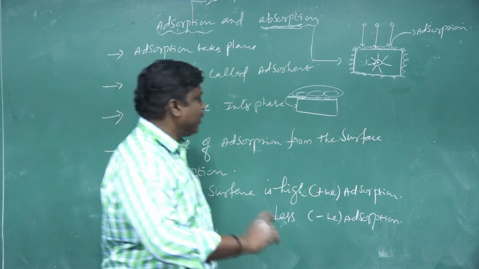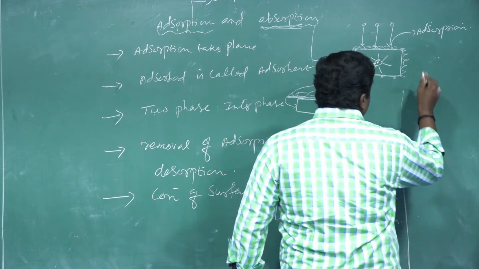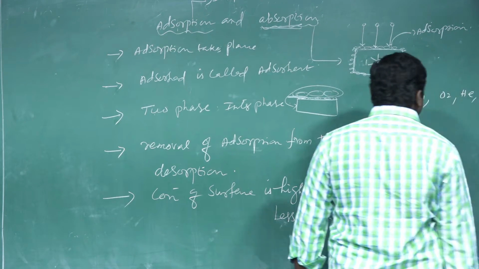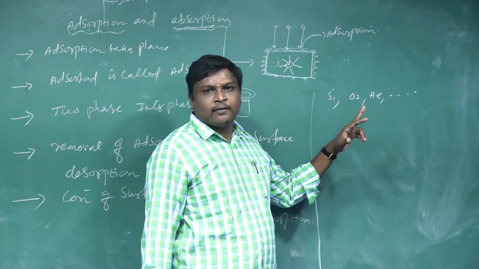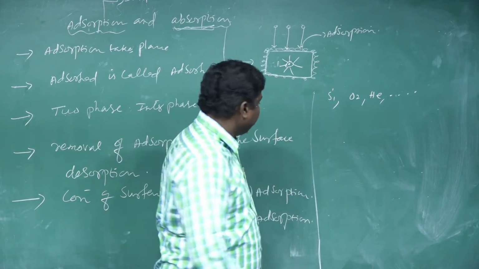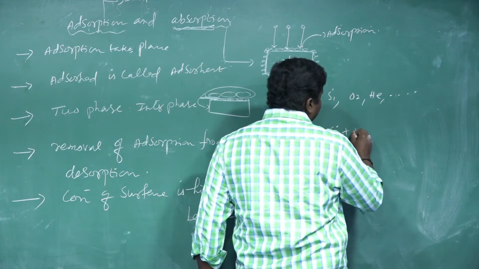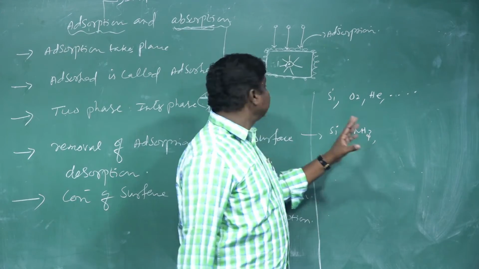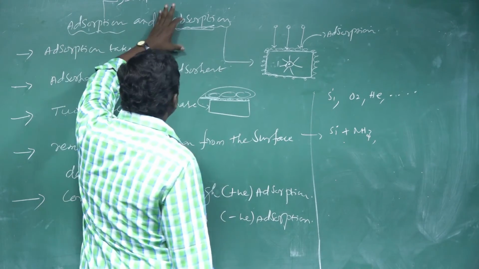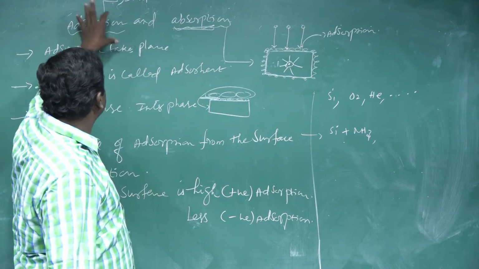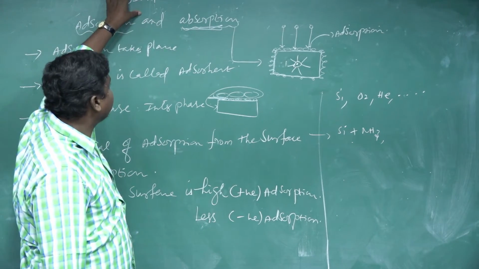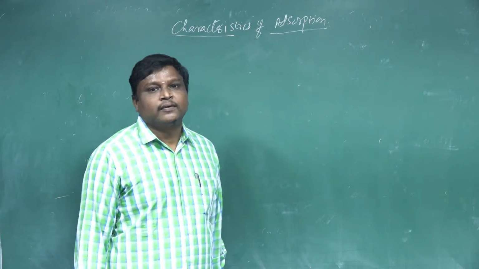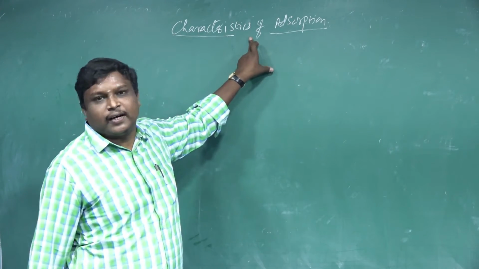Some of the adsorbent molecules are like silica, water, helium, etc. Silica gel mixed with ammonia. These are general characteristics of adsorption and absorption. Finally, we conclude: the definition of adsorption is a surface phenomenon, and the definition of absorption is a bulk phenomenon.